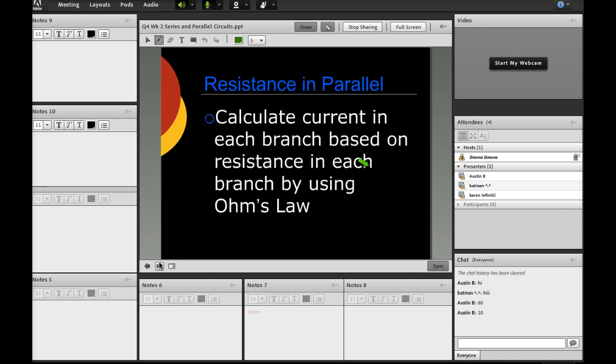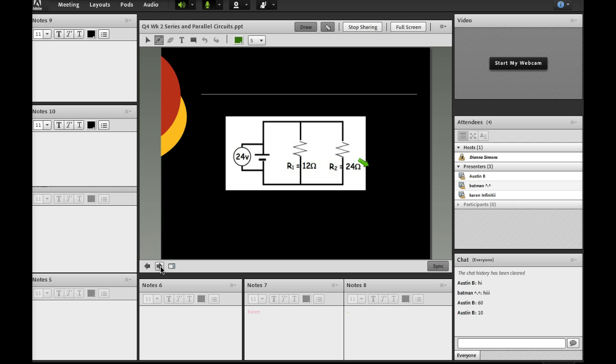Now the resistance. This is a little bit different, and this is something that you need to write down in your notes, and if you don't, I'm not helping you, because that makes me sad. Okay, so resistance in parallel. To calculate the resistance, you calculate the current in each branch, and based on the resistance, we're going to use Ohm's law. But there's something a little bit different that's a lot easier to calculate the total resistance here.